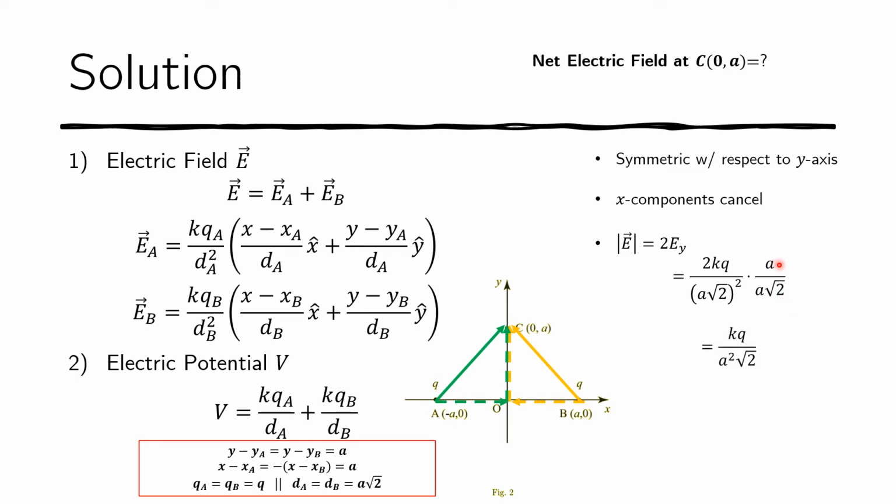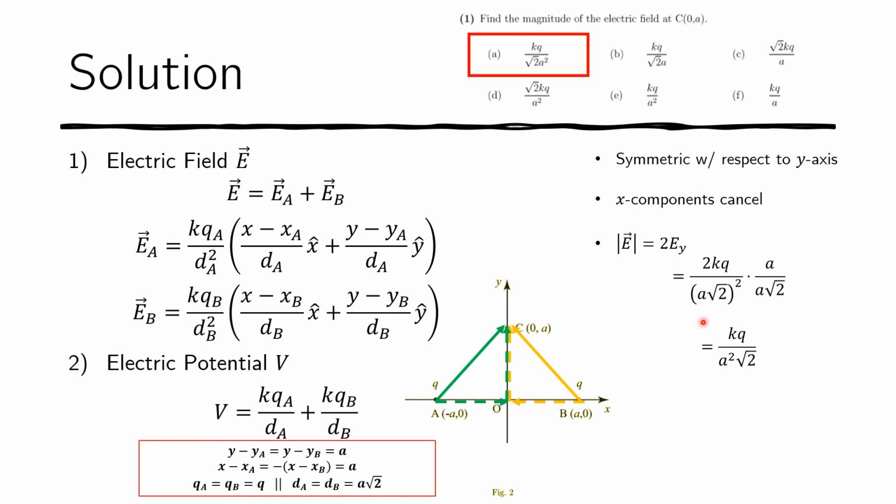And simplifying that, we just cancel the a's, and then when we square this, we have a 2 here, so the 2 and the 2 cancel. So the square root of 2 remains, the k and q remain, and then the square of a, we have the square of a here. So kq over a squared times square root of 2. So that will be our answer.